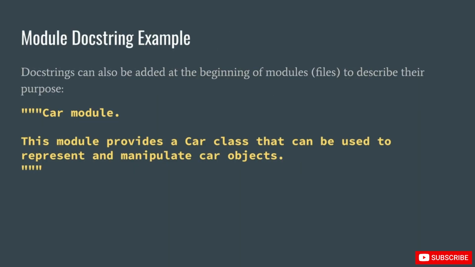Docstrings aren't just for functions and classes. They can also be added at the beginning of modules to describe the module's purpose. For example, in a file for a car-related module, the docstring might start with a simple description like car module. Below that, you could include more detail to help anyone using the module understand its purpose right from the start.